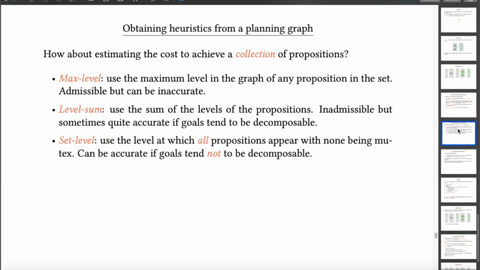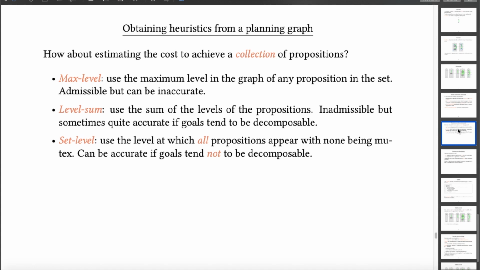Now that's fine for estimating the cost if you want to achieve a single proposition, but of course our planning problems involve goals which can involve achieving a whole bunch of propositions. So now we have various things that we can potentially come up with in terms of estimates of how costly it might be to achieve a collection of propositions.